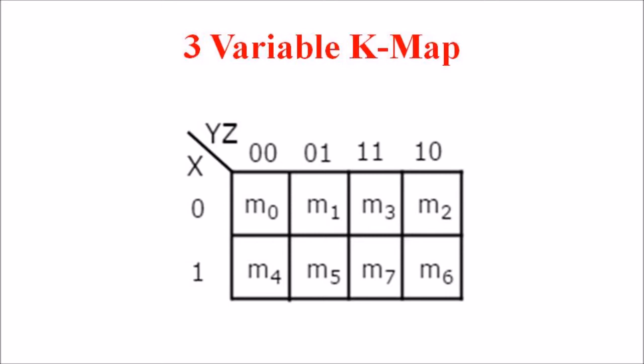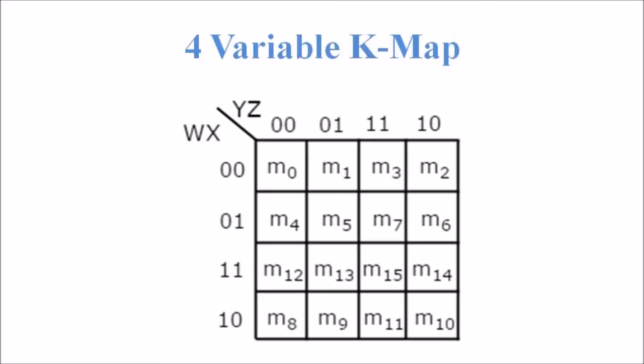In the case of the 4 variable KMap, the number of cells is 16. This is because we are taking 2 raised to n, that is 2 raised to 4, and 2 raised to 4 gives 16. So 16 will be the total number of cells available in a 4 variable KMap.